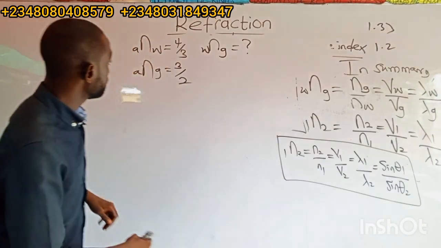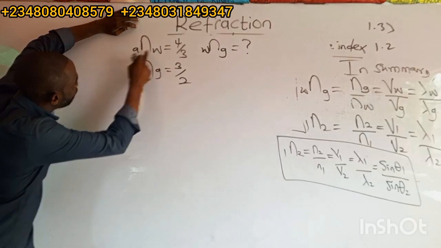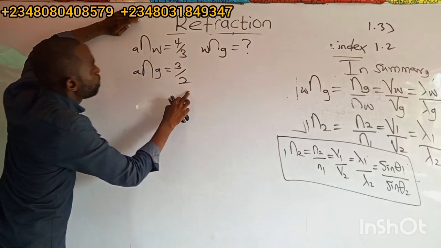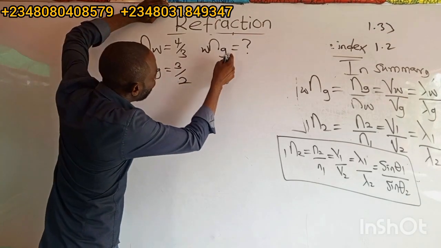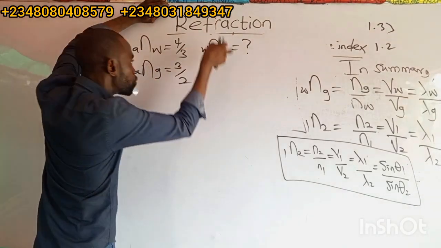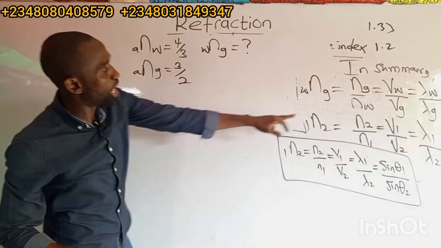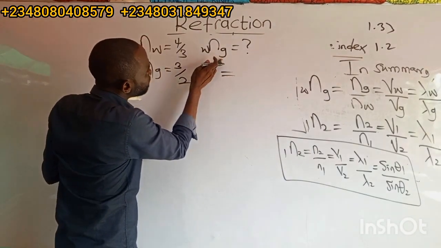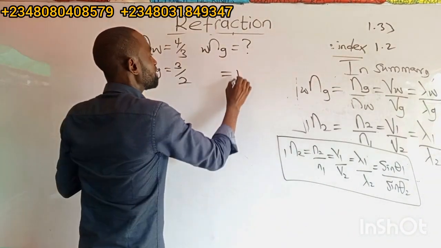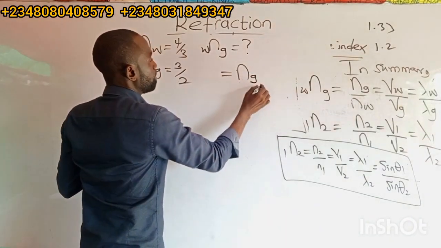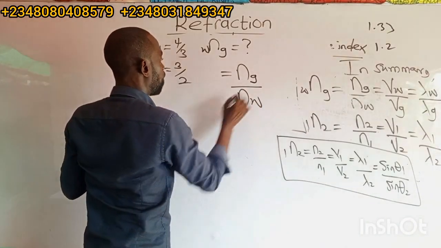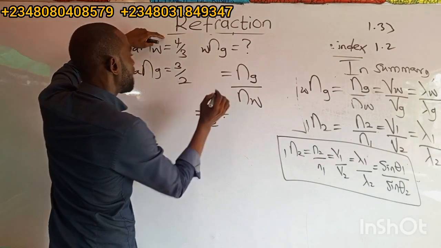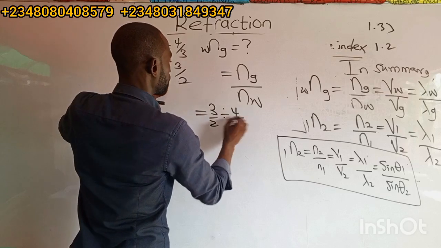So we're given the refractive index of water as 4 over 3, glass as 3 over 2. Find the refractive index of glass with respect to water, or water to glass. By the definition of what you have here, look at it. The refractive index of glass with respect to water will be equal to the absolute refractive index of glass all over the absolute refractive index of water. And this will give us glass is 3 over 2 divided by water is 4 over 3.